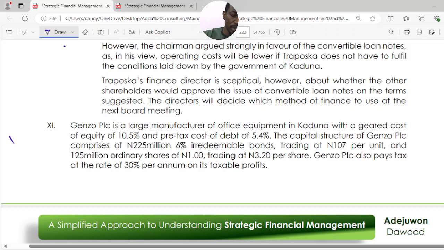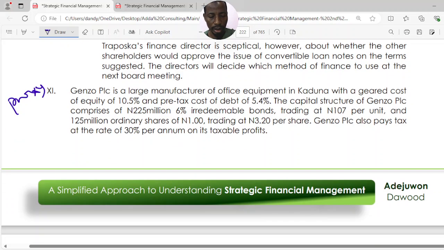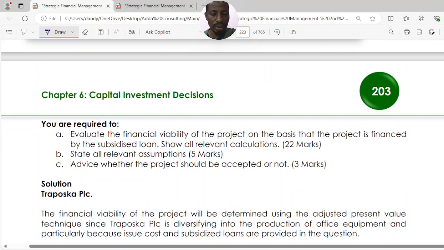This is information of a proxy. What else? You are required to evaluate the financial viability of the project on the basis that the project is financed by the subsidized loan. Show all relevant calculations. B, state all relevant assumptions. C, advise whether the project should be accepted or not.